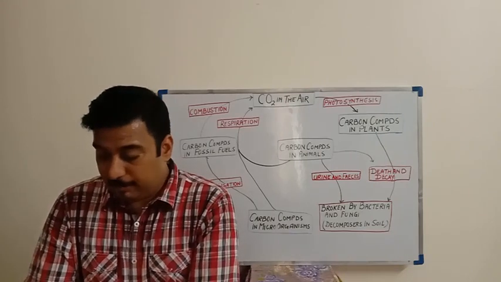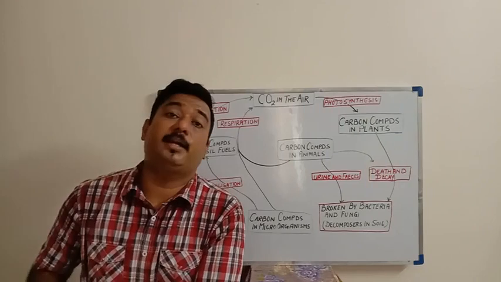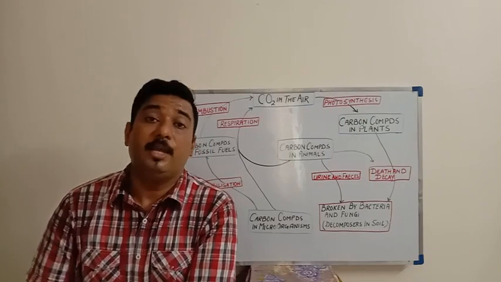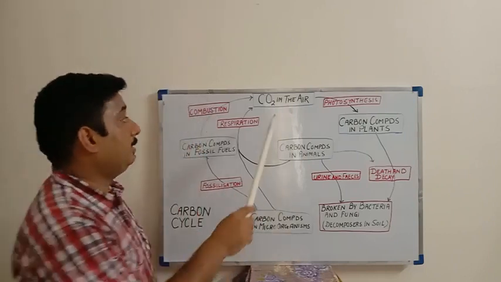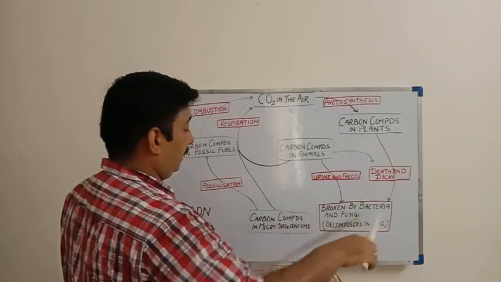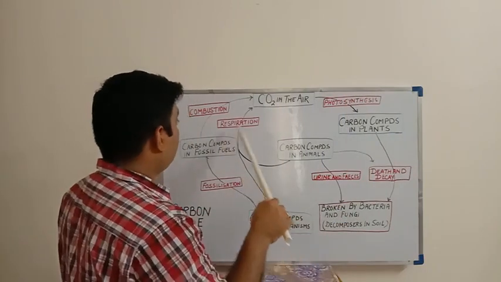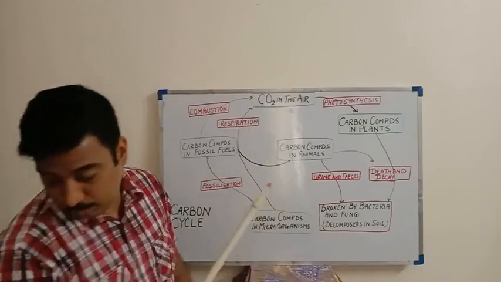It is because of the carbon cycle that the proportion of carbon dioxide in the atmosphere is the same. We find the concentration of carbon dioxide will remain the same just because of this carbon cycle. It is being utilized by the green plants by the process of photosynthesis, and again by the process of combustion and respiration, it moves back to the atmosphere.